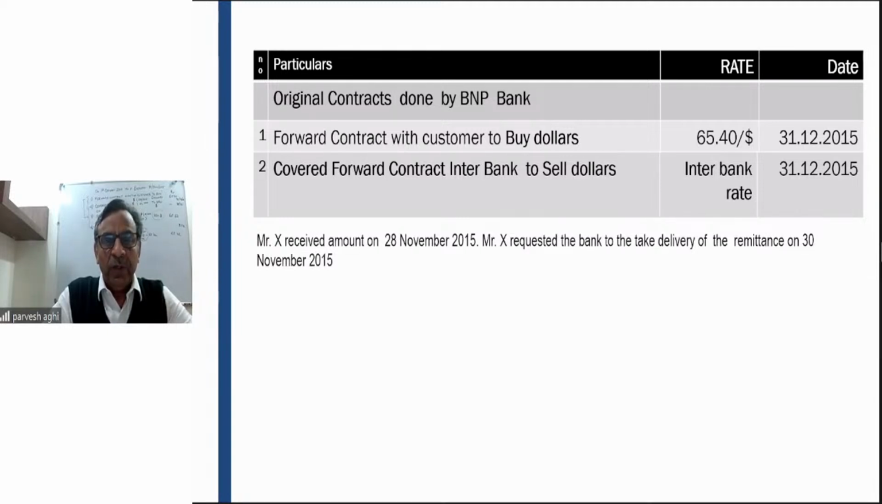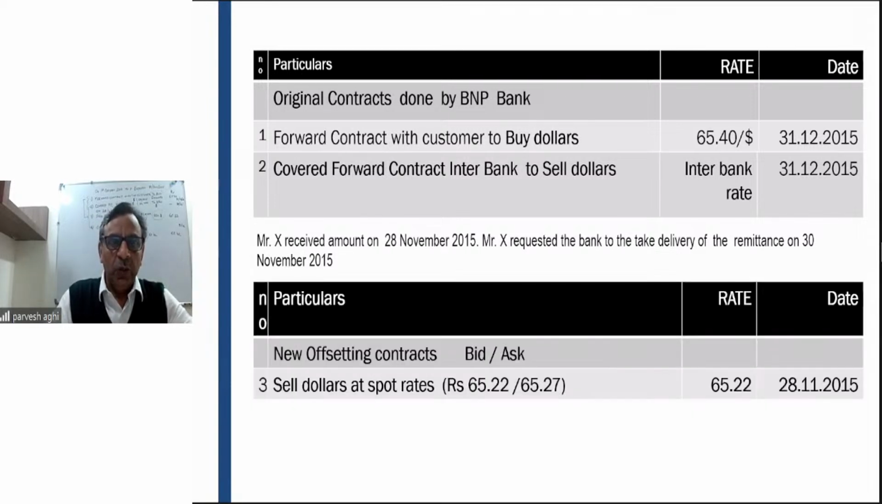So Mr. X requested the bank to take delivery of the remittance on 30th of November. So what happened is that you got an early delivery of money coming from your customer. Instead of paying in December, he has sent the money on 30th of November or 28th of November. So now you've gone to the bank and said, okay, I'm going to receive dollars. So please take the delivery of these dollars and give me Indian rupees.